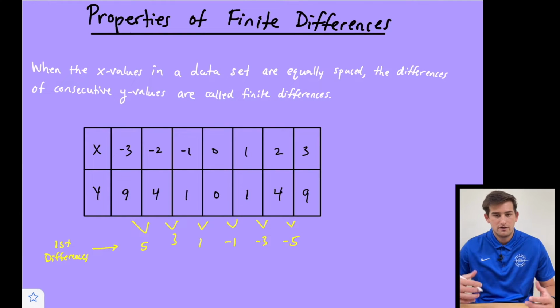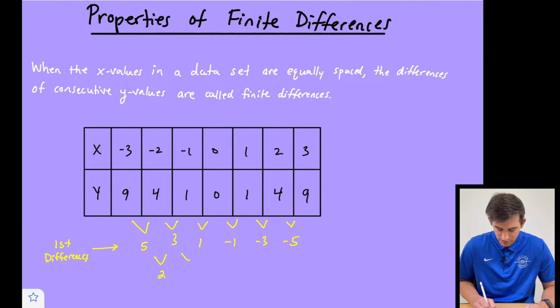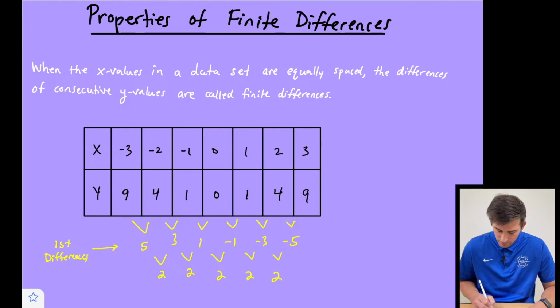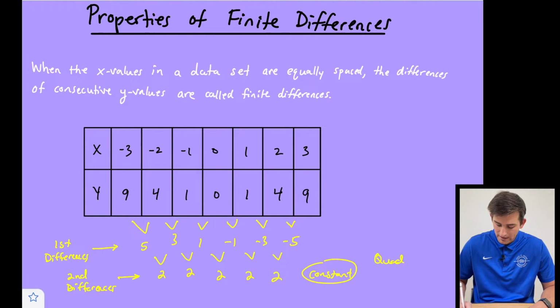Now we know that if our first differences are constant, that would represent a linear function. Well, in this case, they're not constant, so we know this is nonlinear. So now let's find the differences of our first differences. 5 minus 3 is 2, 3 minus 1 is 2, 1 minus -1 would be 1 plus 1, which would be 2. -1 minus -3 would be -1 plus 3, which would also be 2. And -3 minus -5 would be -3 plus 5, which would also be 2. So these would be considered our second differences, and they are constant. That would tell me that this is a quadratic function or quadratic relation.